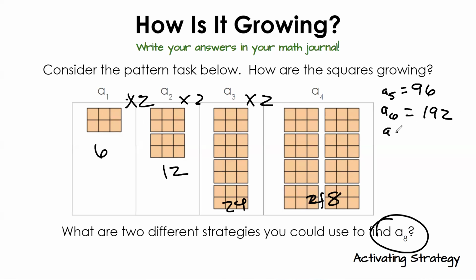And then the next one, say it again. 192. And then 384. So, is there another way to do this? Yeah, what would it be? 2 squared, what?